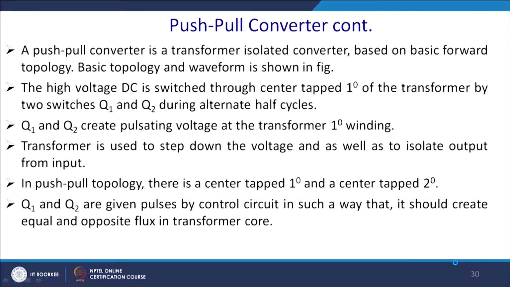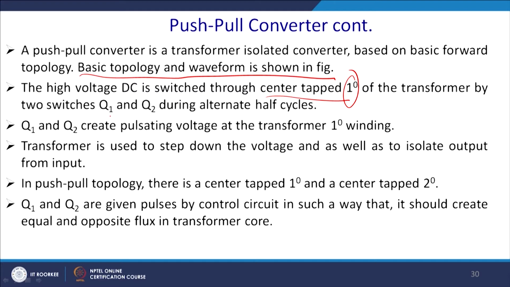Push pull converter is an isolated transformer converter based on the basic forward converter topology. It has been created by superimposing two basic topologies, and the waveforms are shown in the figure in previous slides. The high voltage DC is switched onto the center tap of the transformer primary by switches Q1 and Q2 in alternate cycles.